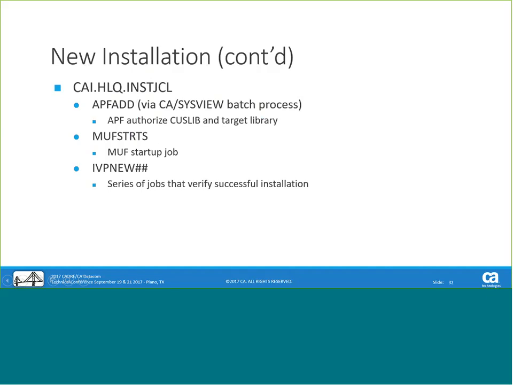I mentioned already that you must APF authorize your runtime libraries. If you have SysView, there is a member in the INST JCL dataset that will do that in a batch mode. It's APF ADD. If you don't have SysView, or you have a different organization that typically takes care of your APF authorization and linked lists, etc., then that will have to be taken care of at some point prior to doing the upgrade or completing the install.